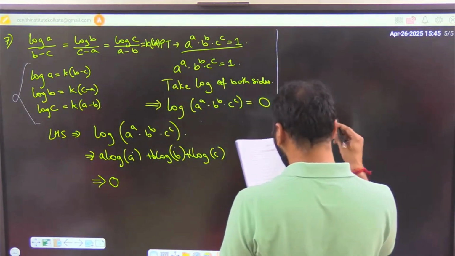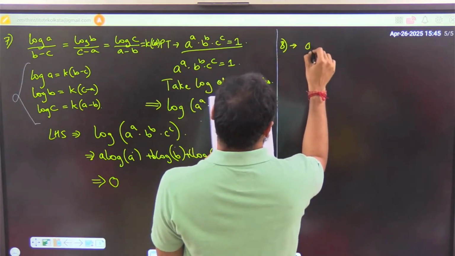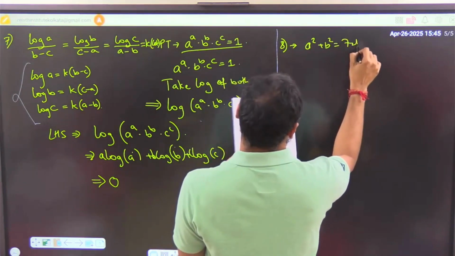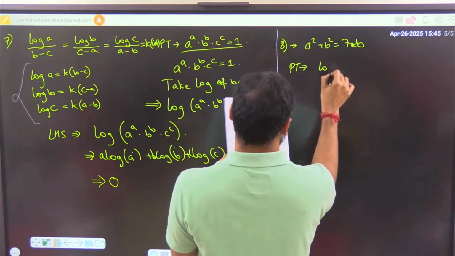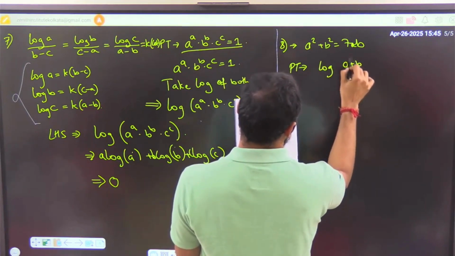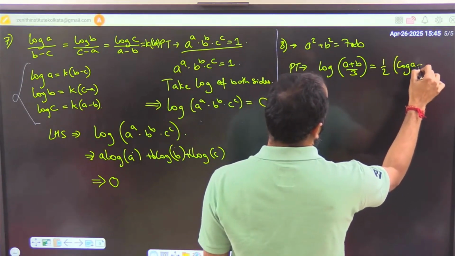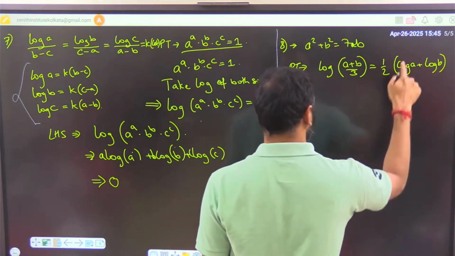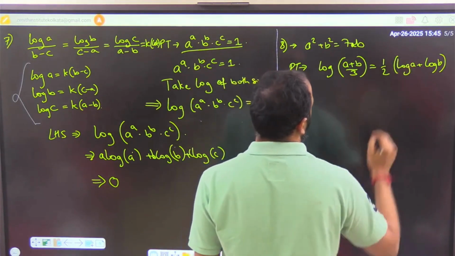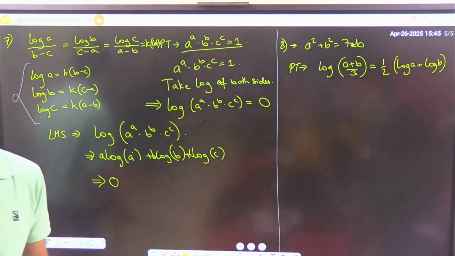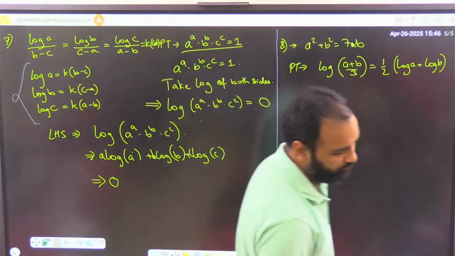Okay, next question. If a square plus b square is 7ab, prove that log of (a plus b) by 3 is equal to half of (log a plus log b).